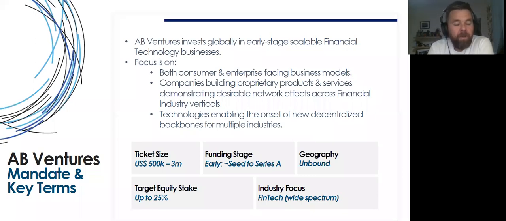We invest between half a million up to $3 million US. Usually we do an initial investment and then double down to arrive at that 3 million cap. We are early stage investors, so anything between seed up to Series A. We might go beyond the Series A depending on the geography and the market. Financial products, services, and tech companies are slightly overpriced in most markets. We are not bound by geography, like I said, and in the worst case scenario, we might end up owning 25% of the companies that we invest in.